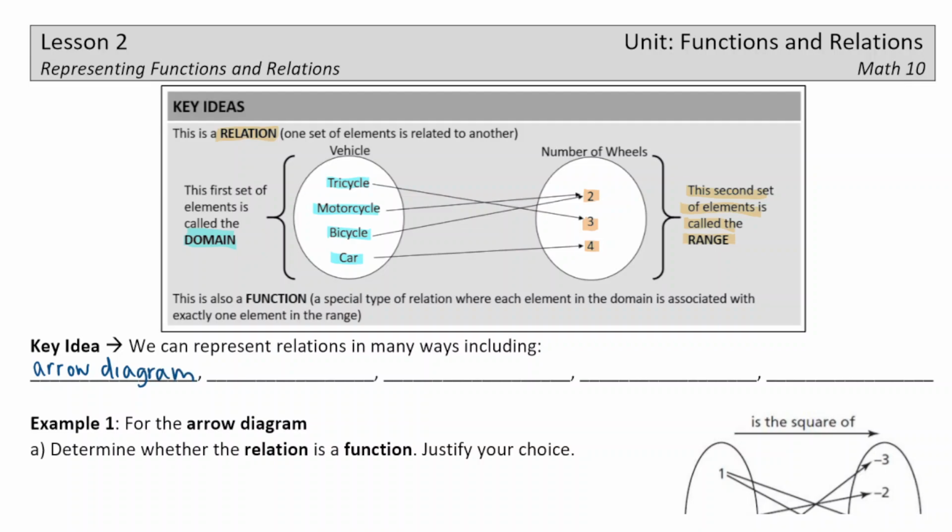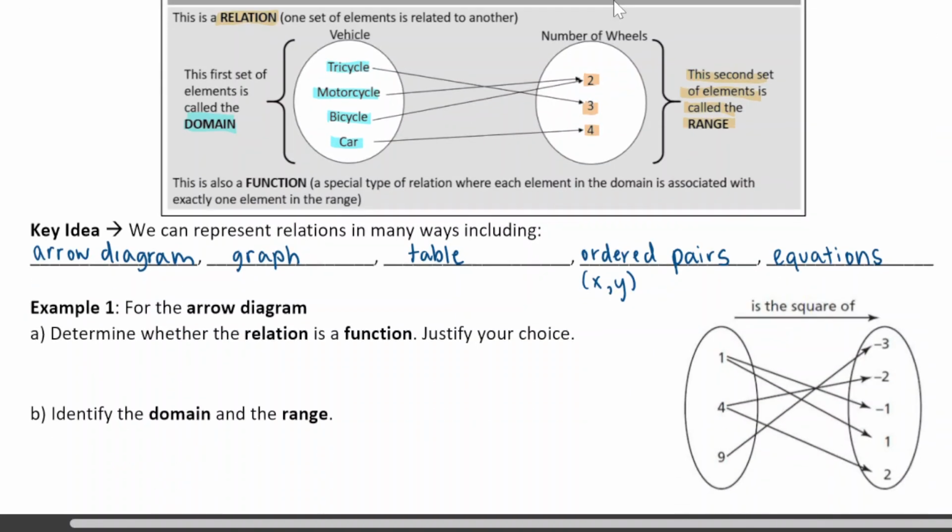We can also use a graph like we did in lesson 1. We can use a table, and we're going to be seeing some of these representations below. We can use ordered pairs. By ordered pairs, I mean writing the points x, y. And then we can use words, we can use equations. There's lots of ways to represent relationships. I'll just write equations here, but we can also describe the relationship in words too. Okay, so let's look at some examples.